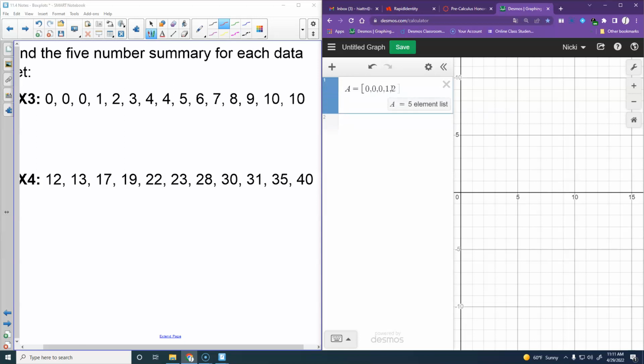Write down, I want you to find the 5-number summary and do the box plot on Desmos, but write down the 5-number summary.